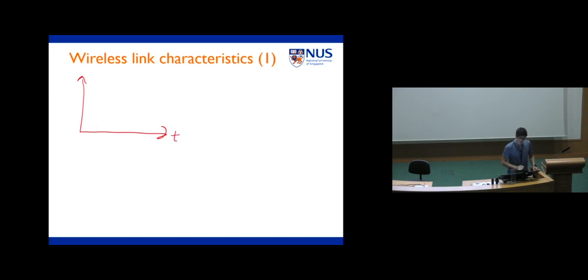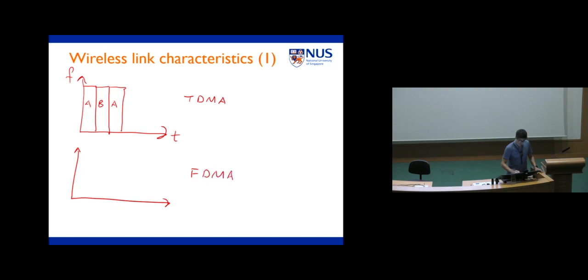Okay, let's say this is time and this is frequency. And we have A and B transmitting. Well, one thing you can do is you can assign each of them to transmit at different times. You have A transmitting here, you have B transmitting here, and then you have A transmitting here again. You can do this for more than 2 transmitters as well. This is time division multiple access, TDMA. You've learned this in the first part of the class, am I right? Okay, good. And in FDMA, frequency division multiple access, we have it the other way around.